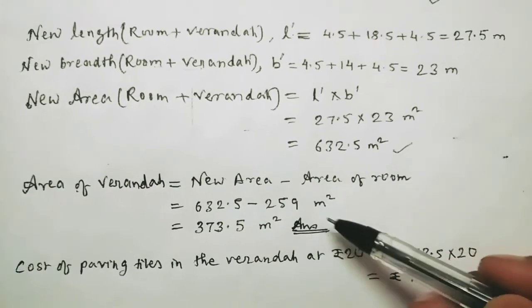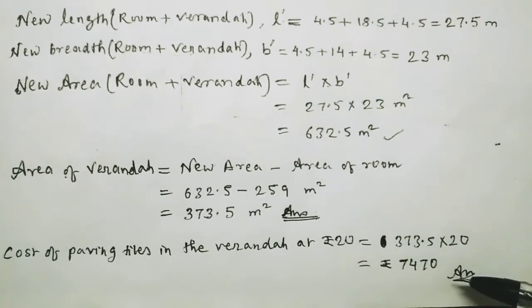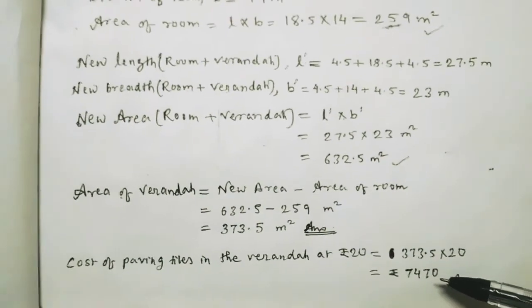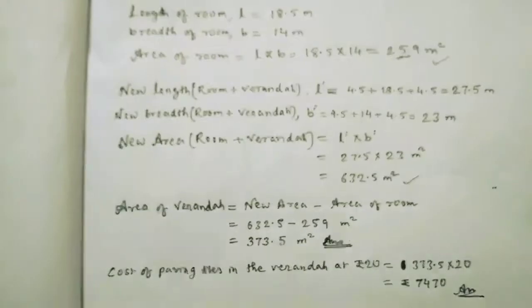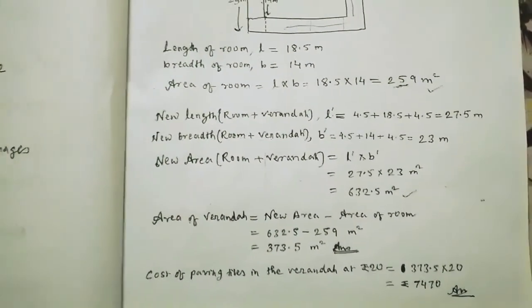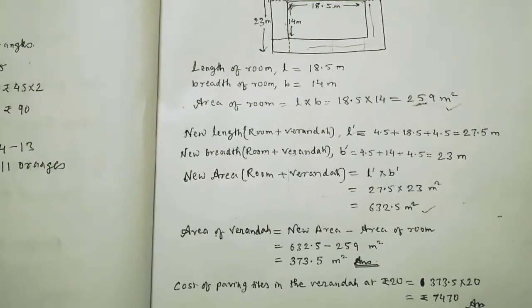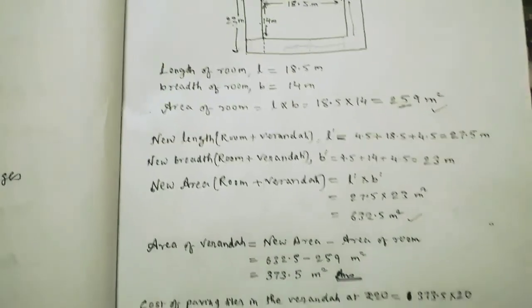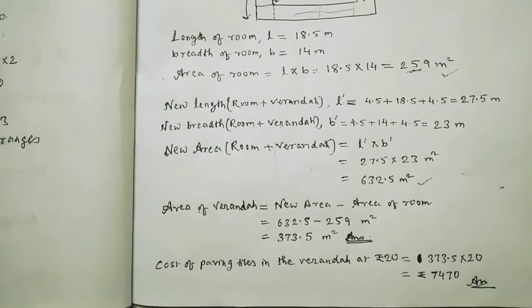Okay, so this is the first part of the question, area of veranda, and this is the second part of the question, cost of paving the tiles. So in this way this question can be solved. So you can see here this question is very logical, and it's a very nice concept. So I think you have understood this question nicely. So figure is very important to understand this question. Okay, thank you.